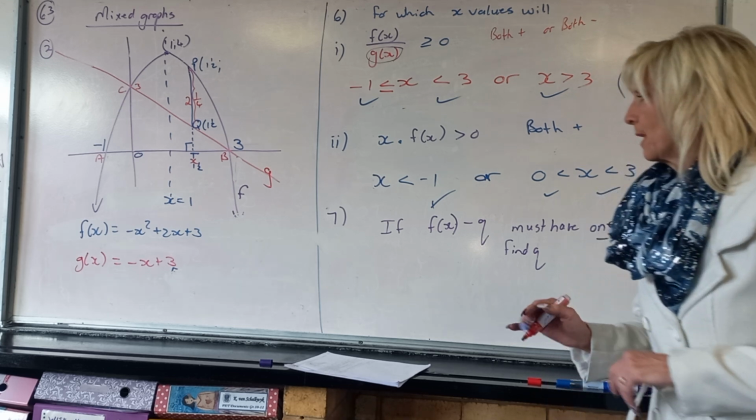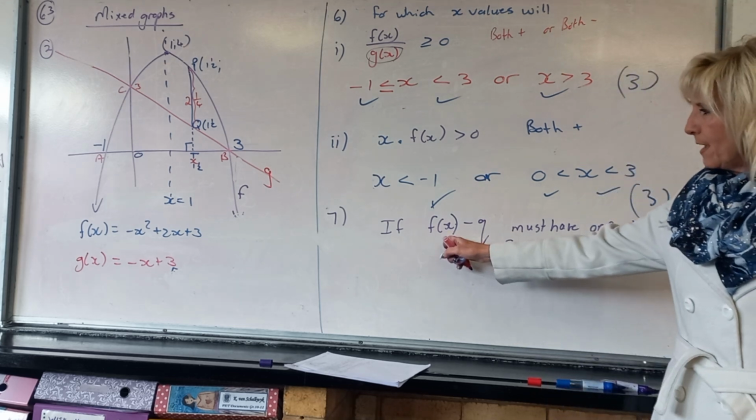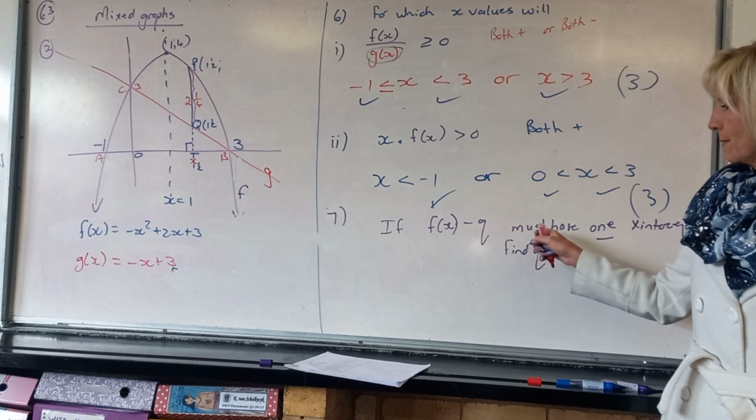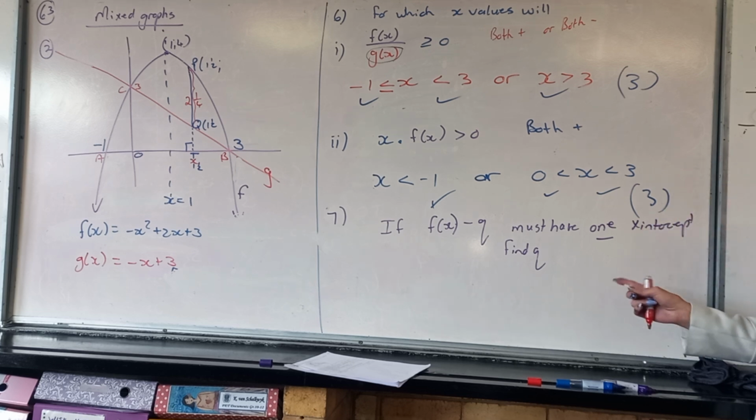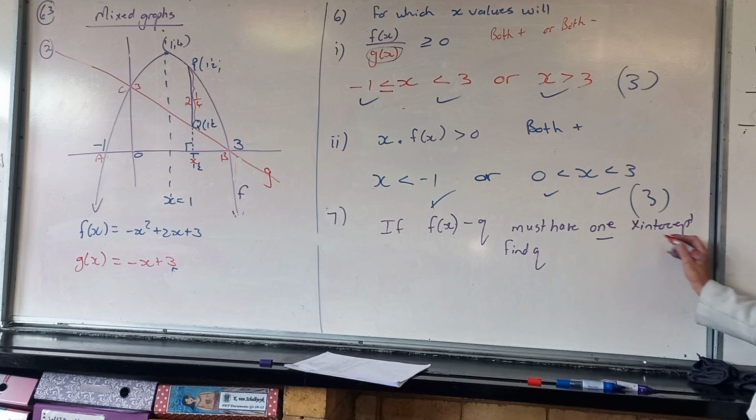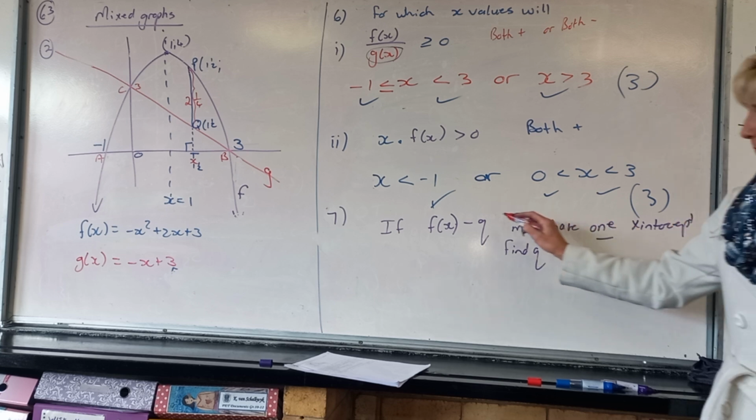Last question. If I say f(x) minus q must have just one x-intercept, or the other way to ask it, only one real root. Same thing. One x-intercept, one real root. Are you with me? One real root, one x-intercept. What has to happen to this graph?